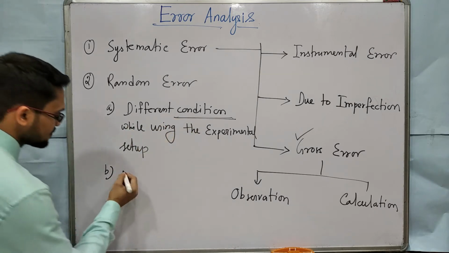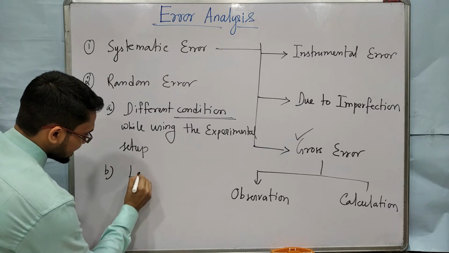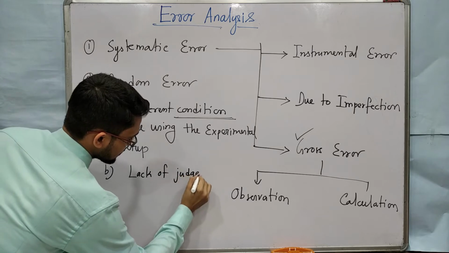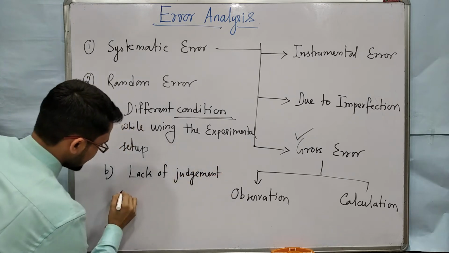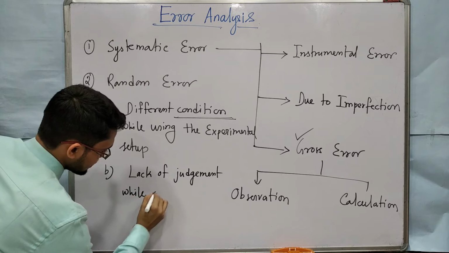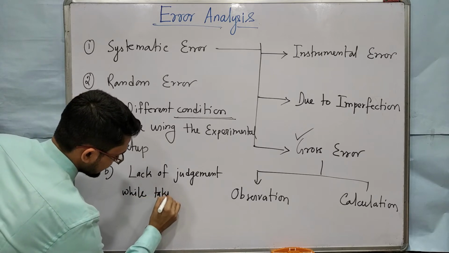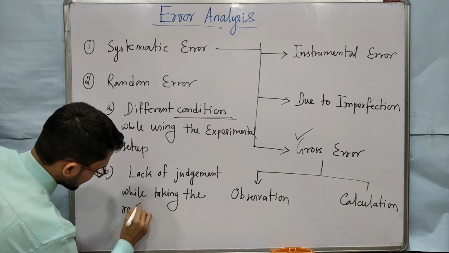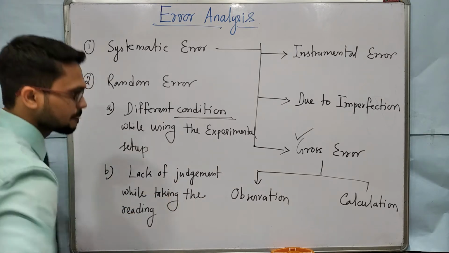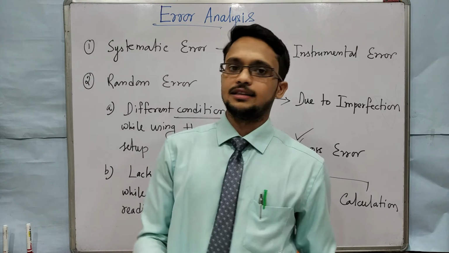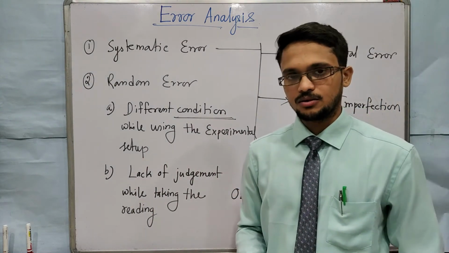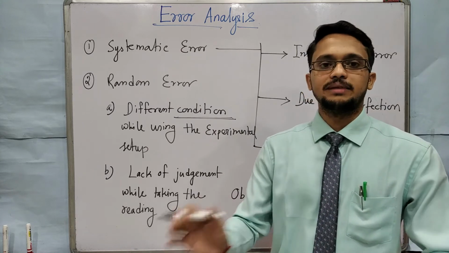And the second one, lack of judgment while taking the reading. Lack of judgment, this means what? Suppose you are measuring the length of a rod. You have taken a rod and you are using a meter scale, so you put the rod along the meter scale.